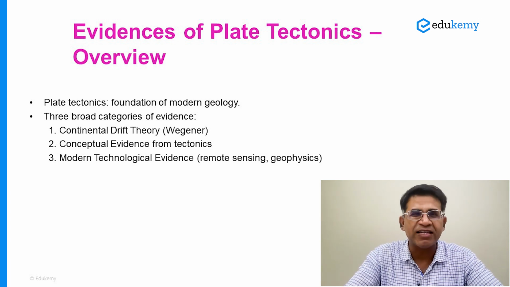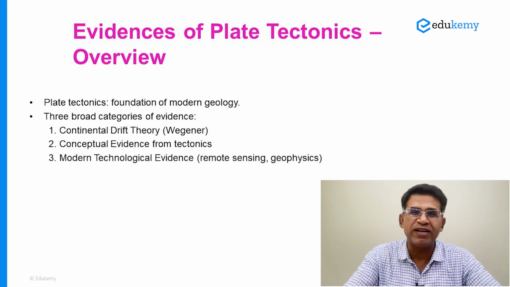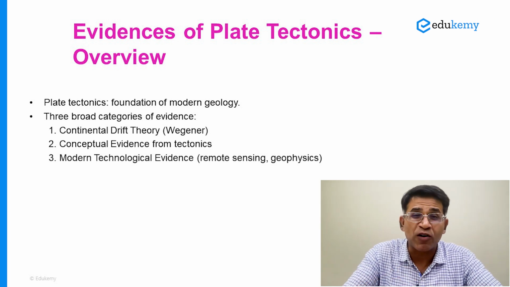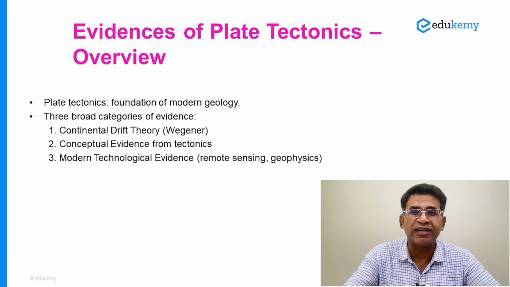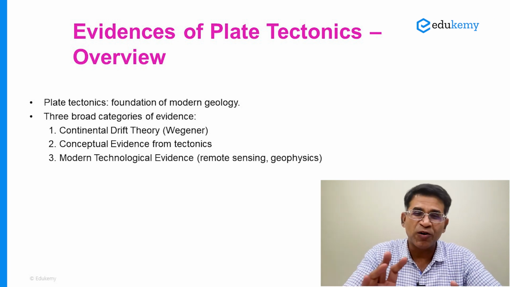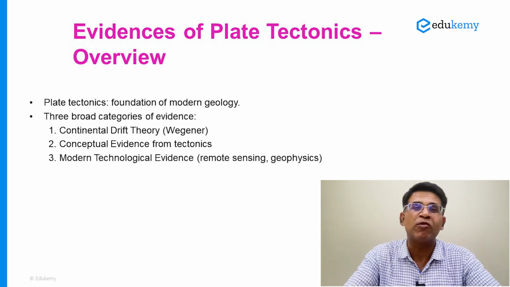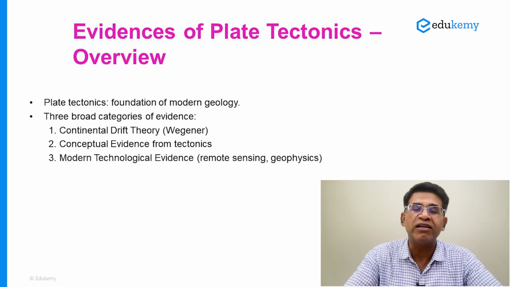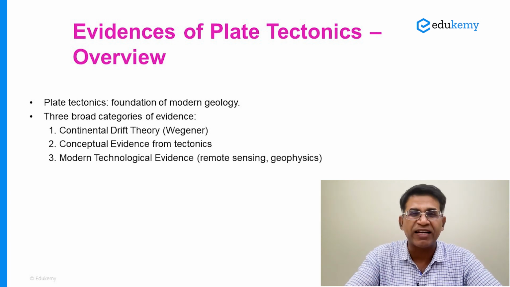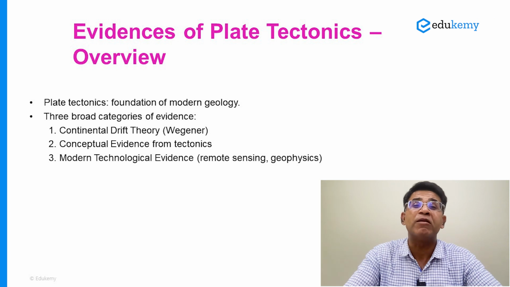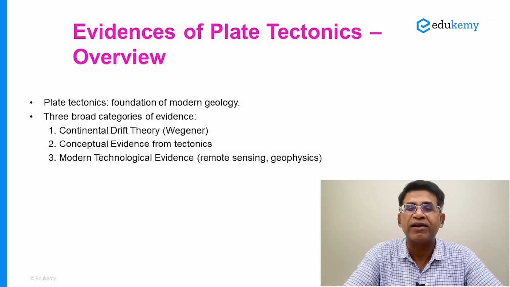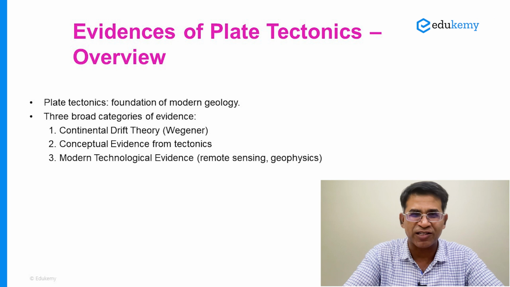The second category of evidences are based on the concepts of tectonics, such as evidences around the Benioff zone, evidences around the formation of trenches, evidences around the type of volcanism we have. So that is the conceptual aspects of tectonics. And third is the more modern evidences, based on remote sensing and tracking, geophysical evidences from modern-day instrument-based recording of the changes of plate movement and the plate interactions. So three broad heads.